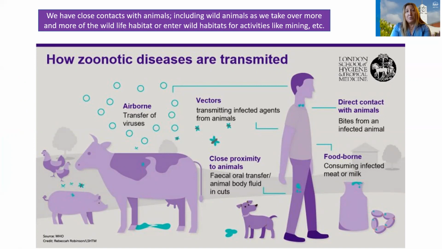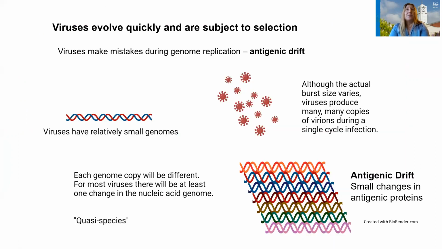As we encroach more on wild habitats, it is likely we could encounter additional animal viruses that we have yet to discover. And so viruses evolve quickly and they're subject to selection. So therefore, as we are exposed to those viruses, we could evolve a virus that has easy zoonotic abilities.